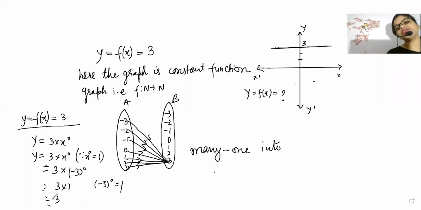And constant function is always many one into, because for any value of x, you will always get only one value of y. So now tell me, beta, if y is equal to k, what type of function is it? Explain me the part, y is equal to k.